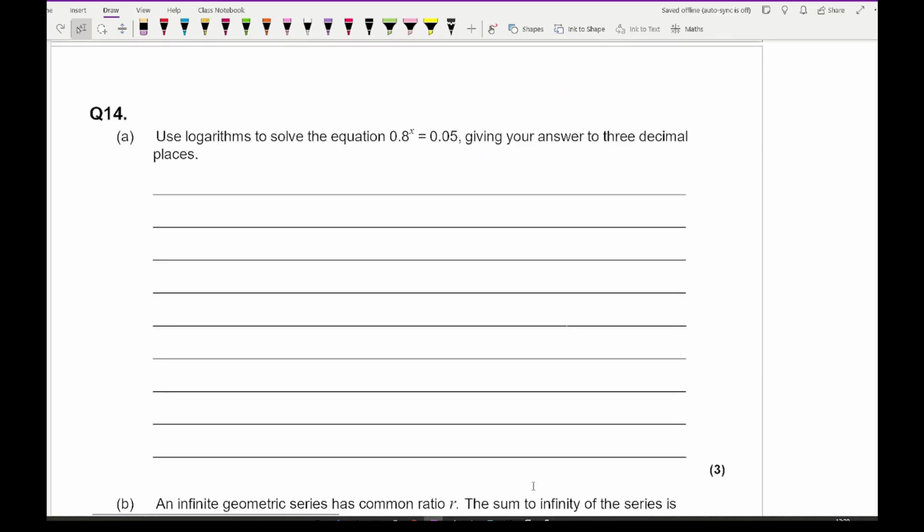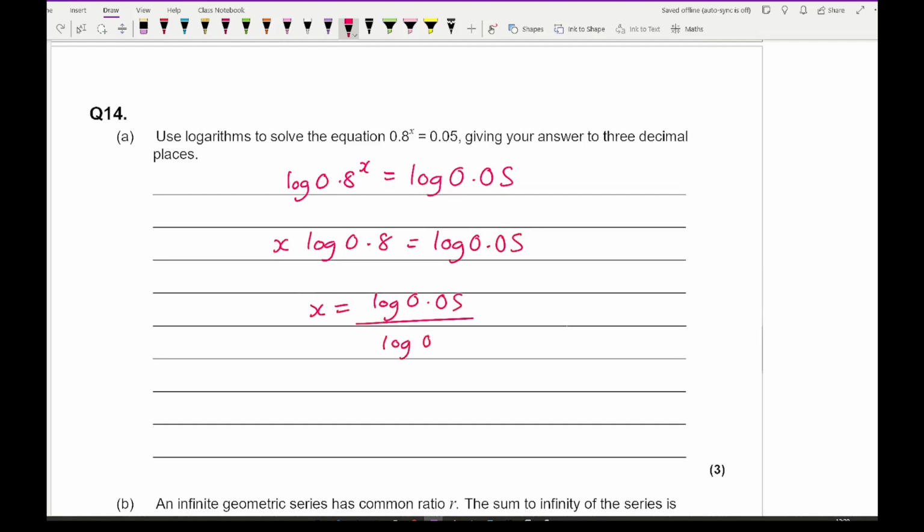Then moving on to our last question, it says use logarithms to solve the equation 0.8^x equals 0.05. Give your answer to 3 decimal places. So taking the log of both sides. Now it doesn't really matter what base you have for logs. I'm just going to use normal log. So x log of 0.8 equals log of 0.05, and so x equals log of 0.05 over log of 0.8.